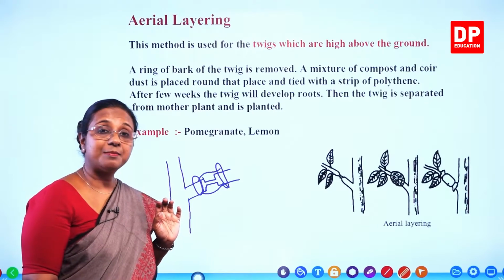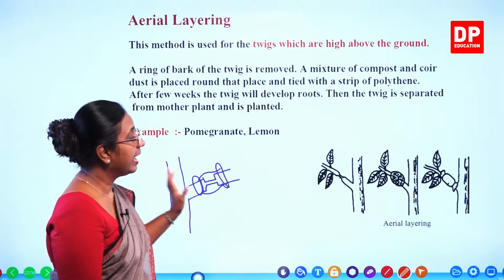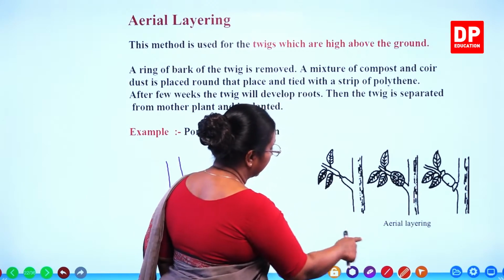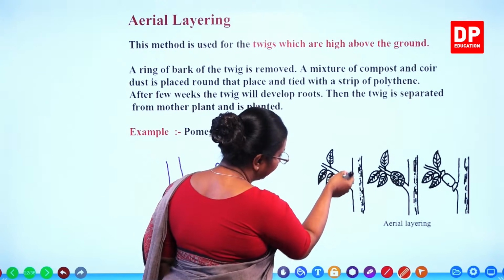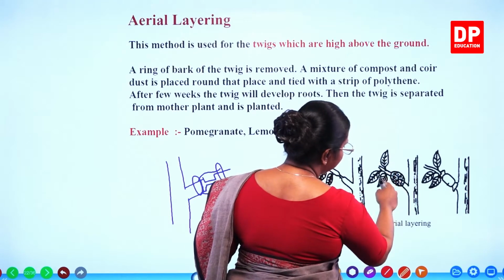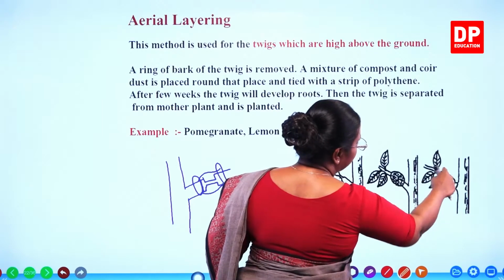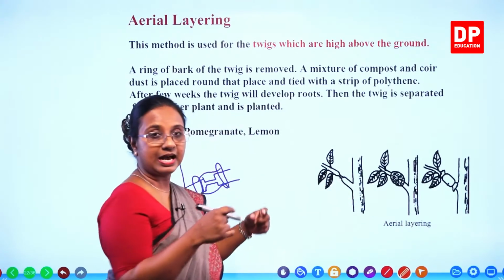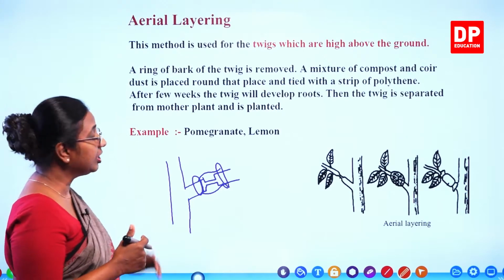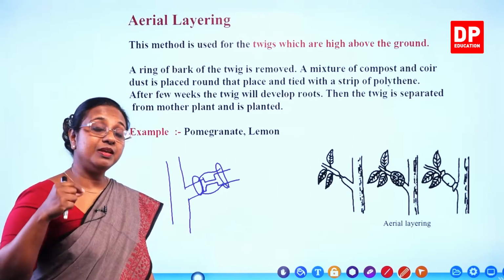So, once that happens, we cut this off and we replant it. That is again shown there in the diagram. This is how we put the cut. We remove the bark. Then here you can see the compost soil mixture, and also you can see it being covered and tied.